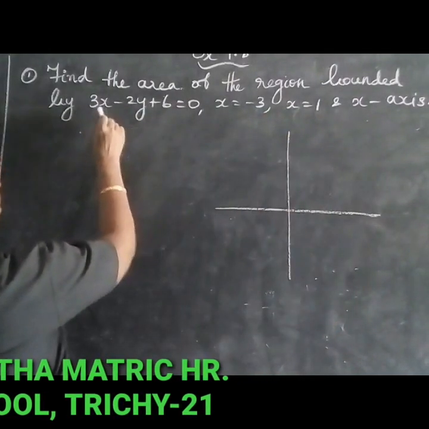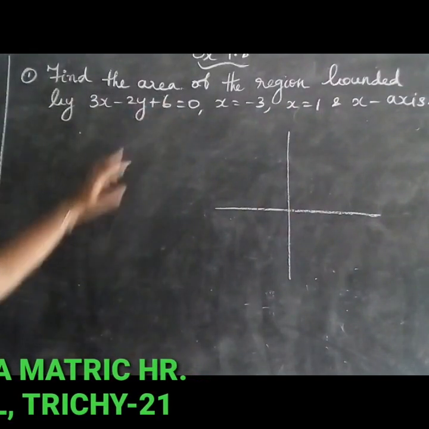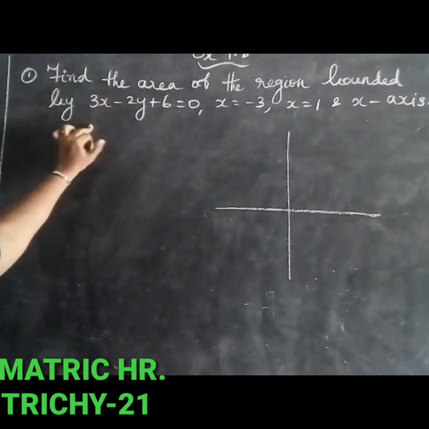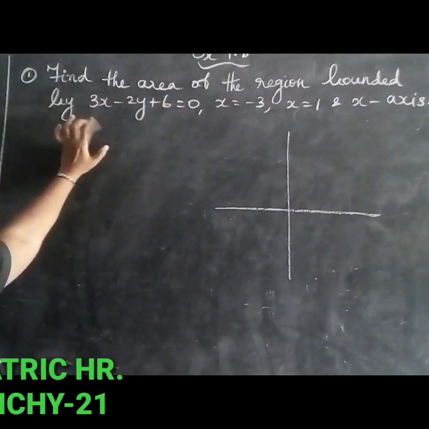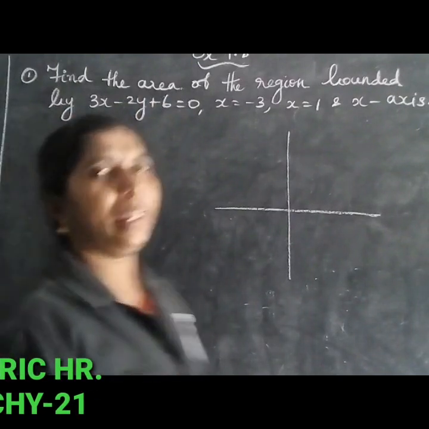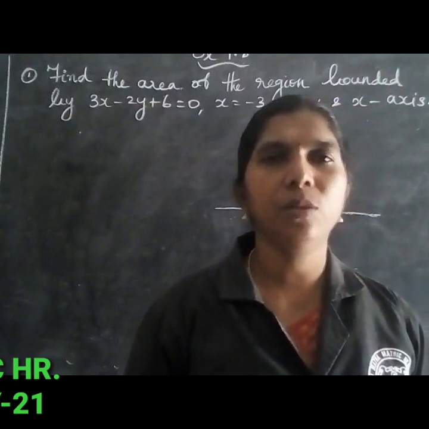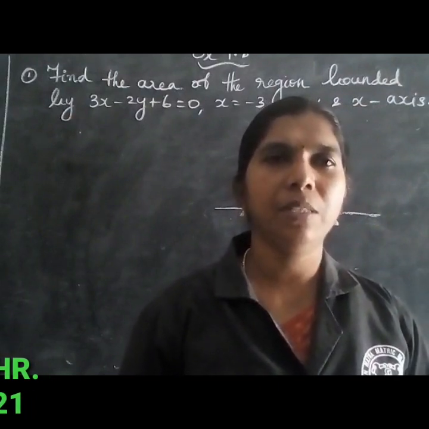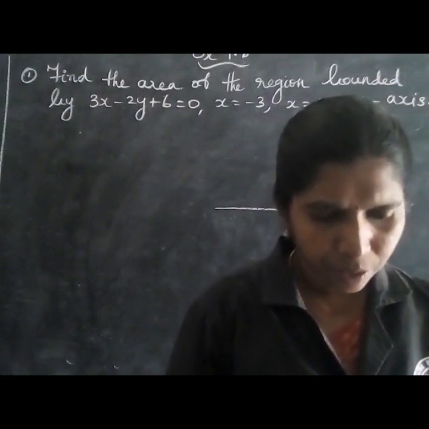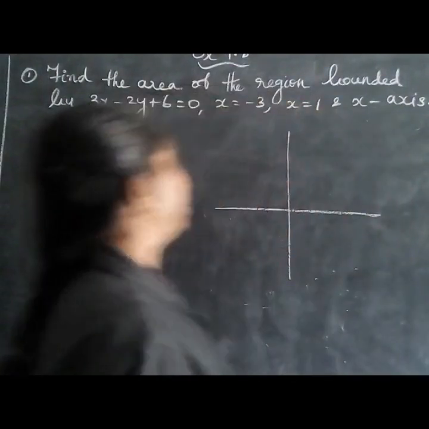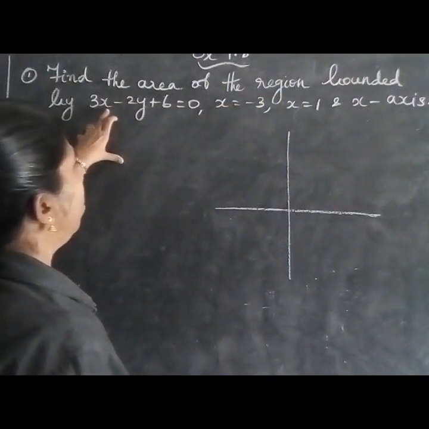Here the equation is 3x minus 2y plus 6 equal to 0. This is the equation of a straight line. Now let us first find the x-intercept and the y-intercept for this. To find the x-intercept, we will put y is equal to 0, and to find the y-intercept, we will substitute x is equal to 0 and we can find out the values.